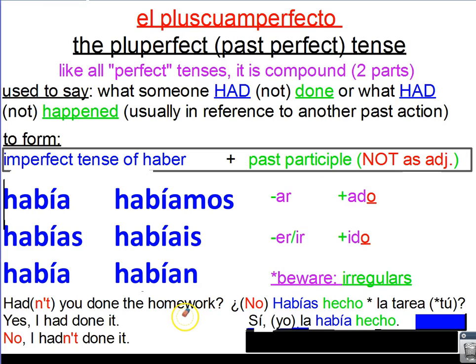Alright, so it's your turn to try. You gotta earn some of these easy points for notes. So I would like you to try to say, no, I hadn't done it. So you're just doing the negative version of this sentence here. Yes, I had done it. I would like you to include yo where it would go and give it a try.